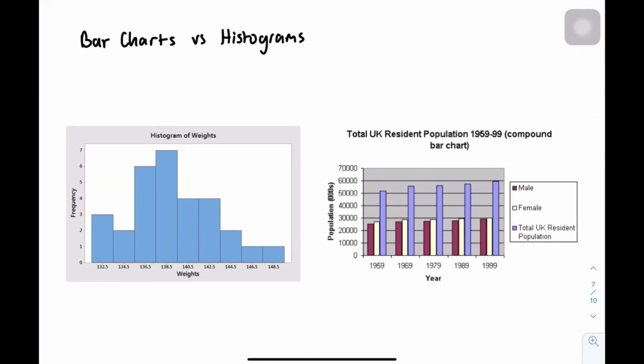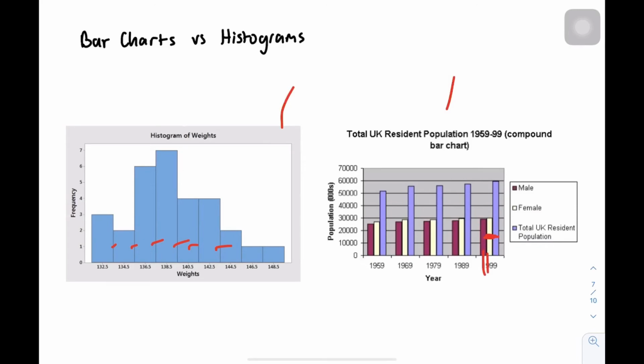Here we have a bar chart and a histogram. This is a histogram and this is a bar chart. A histogram displays continuous data. So you can see here, all the bars are touching. This is not to be confused with a compound bar chart where you might have bars touching as well. They are not the same.